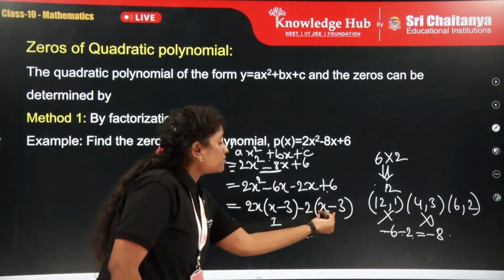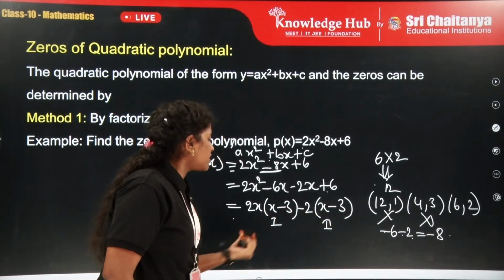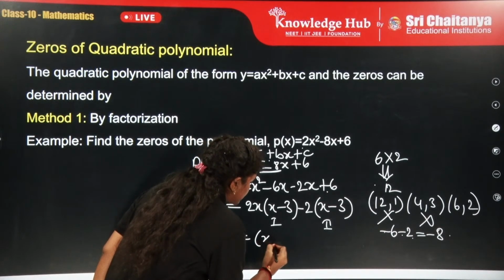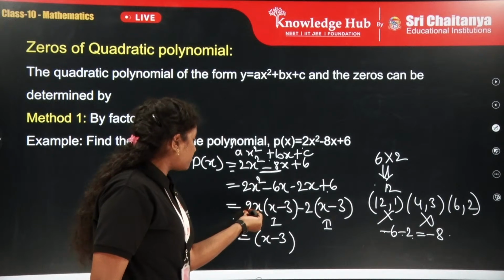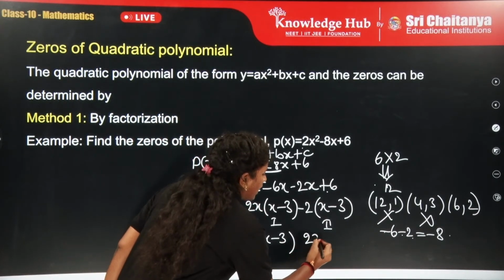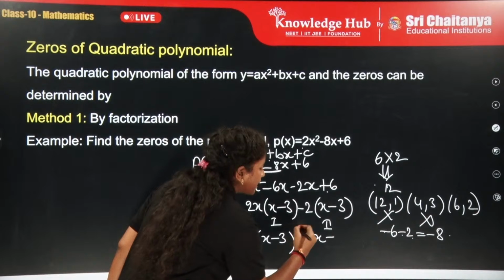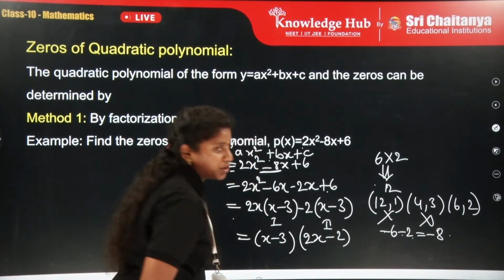So from these 2 terms we can take out our x minus 3 common. So here it will become x minus 3. From the first term, if I am taking x minus 3 common, I am still having 2x here. And from the second term, if I am taking x minus 3 common, I am having 2x minus 2.